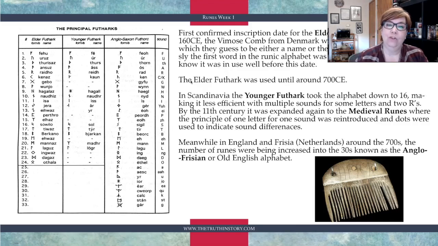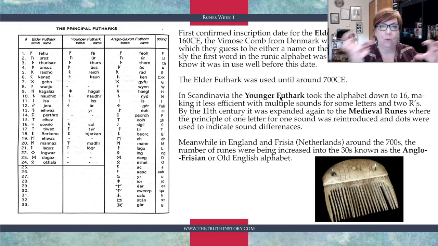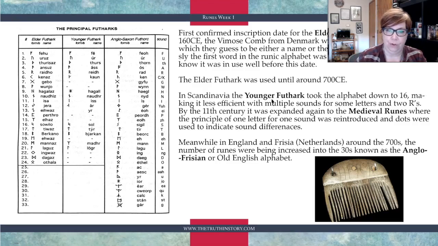So anyways, we do know that the Elder Futhark was used till about the 700s as an alphabet. And then we really start to see that things have branched out. The Younger Futhark goes down to 16, so it goes from 24 to 16, which makes it much more difficult. Most of the time, if you go on these sites that will convert your name, they will almost do a conversion of your name into Old English or Old Norse first and then convert it into runes, because it has to do with the sounds. It can be a little bit more difficult to use.